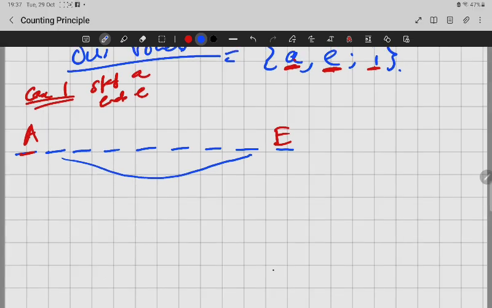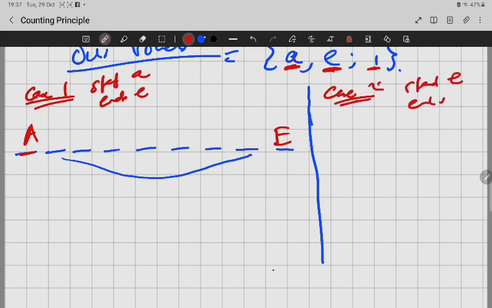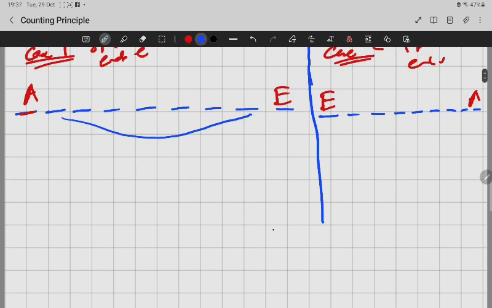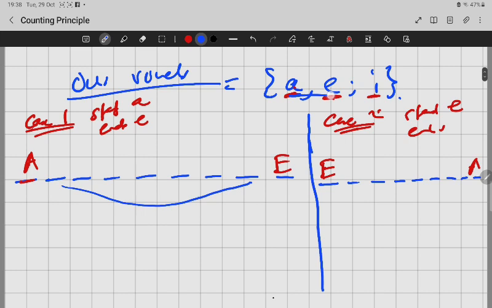Okay, so let's just do the arrangement, different cases. You can see that it's going to start with A and end with E, but it can also start with E and end with A, just the opposite of what you have here. So 1, 2, 3, 4, 5, 6, 7, 8, 9. So we're starting with E, ending with A.